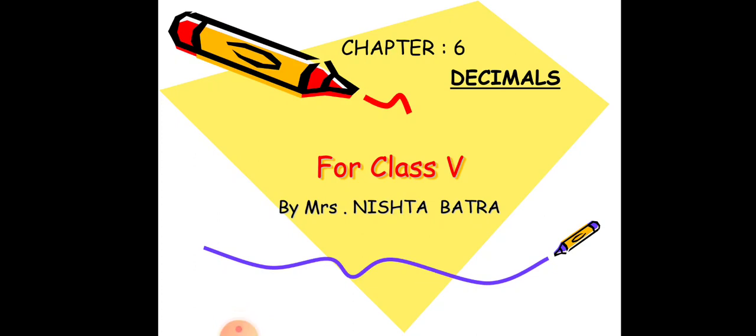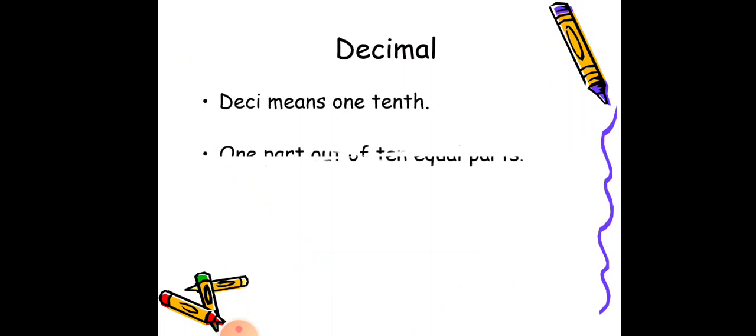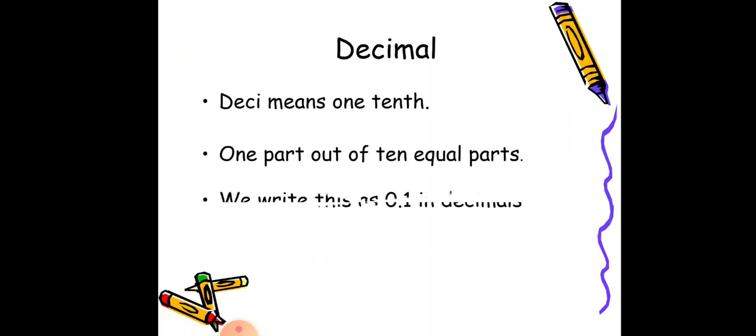Please open the book. Decimal. Decimal means 1/10, one part of 10 equal parts. We write decimal as 0.1, that means 1 upon 10 in fraction.